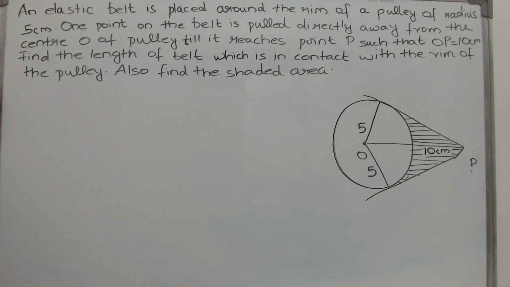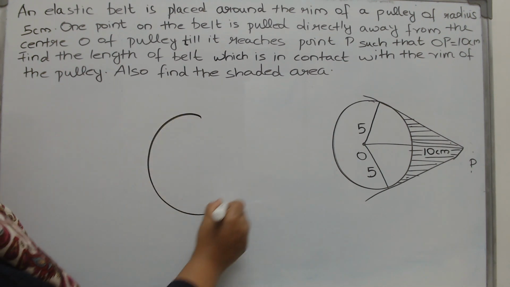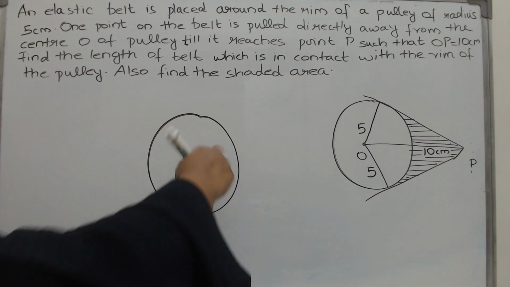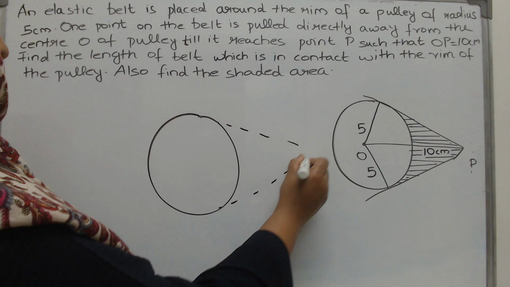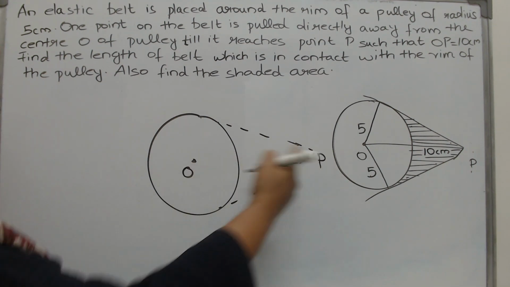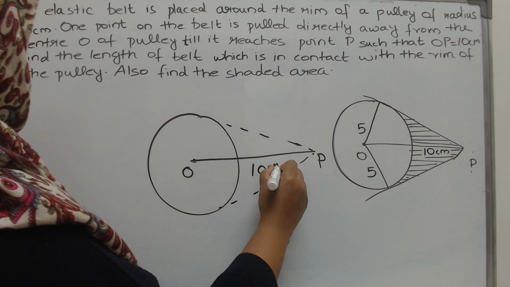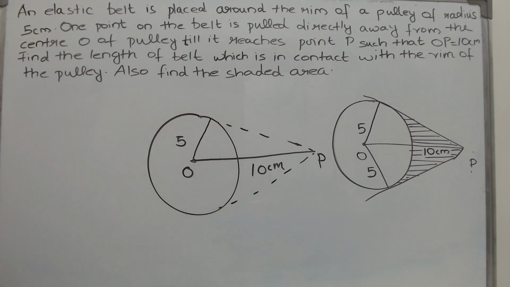Let us solve this question using the properties of circles and triangles. Now, what is the situation given here? We have a pulley. Along its rim is an elastic belt. Now we are pulling this elastic belt till it reaches a point P in such a way that the distance of P from O, the center of the circle, is 10 centimeters. Now the radius of this pulley is 5 centimeters.